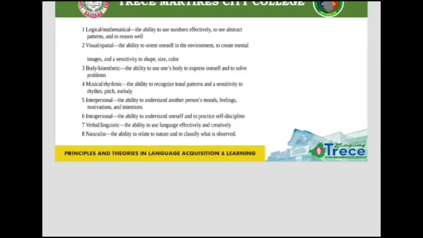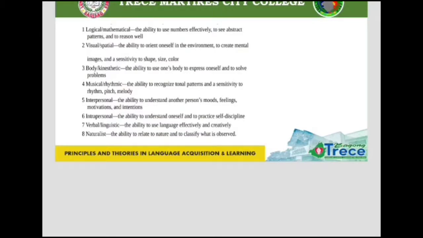Fourth is musical, rhythmic, the ability to recognize tonal patterns and a sensitivity to rhyme, pitch, melody. Ability to easily create musical tunes, rhymes, and pitches. Yung mga tao na may ganitong gift ay mabilis yung pagre-recall nila or pagtatanda nila ng mga melodies and mga musical structure. Next is interpersonal, the ability to understand another person's moods, feelings, motivations, and intentions. More on emotions level naman to. May ability siya na i-assess yung feelings ng ibang tao at may kakayahan siyang i-handle yung mga emotional situations.